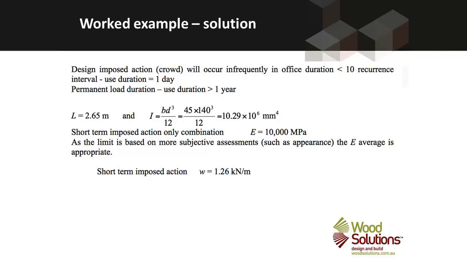So the design action, the imposed load from a crowd, is going to be the first load case. So it's only the imposed load, and we're going to calculate on the floor joists the deflection under that load using an average modulus of elasticity. We can calculate the load on it as 1.26 kilonewtons per metre length of floor joist, and then the deflection under that short-term imposed action.